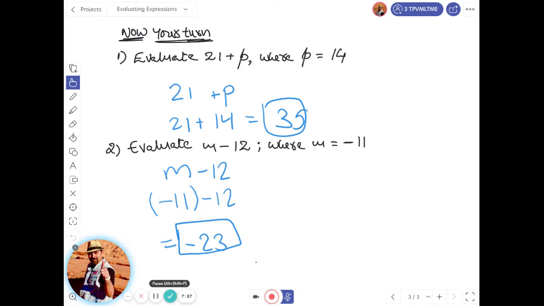Well, so the first question is 21. In the place of p, we plug in 14. Then we get 21 plus 14, this is 35. And next, in the place of m, this time we plug in negative 11. So that value is brought here. So negative 11, negative 12, that gives you negative 23.